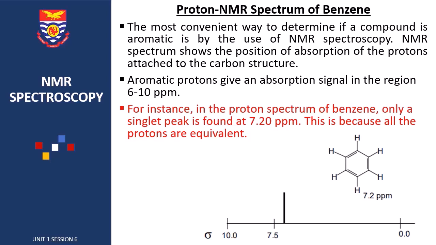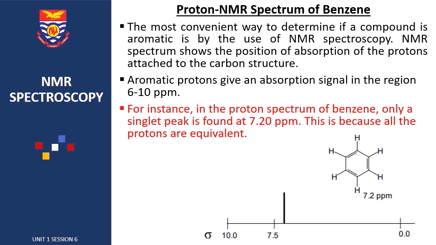However, if the proton is attached to a different carbon atom which is not in the aromatic ring, then that proton has its specific chemical shift in the spectrum. So in proton NMR, the aromatic protons give an absorption signal in the range of 6 to 10 ppm. So that's where the chemical shift is. Now, for instance, if you take benzene, only a single peak is found at 7.2 ppm chemical shift.